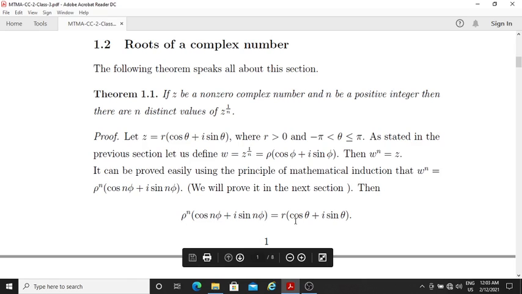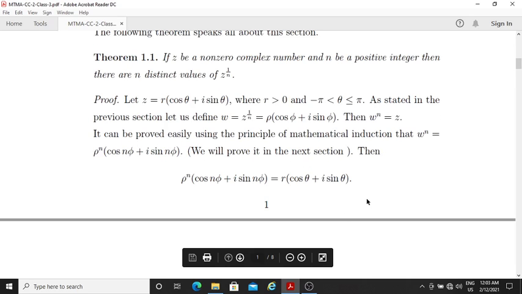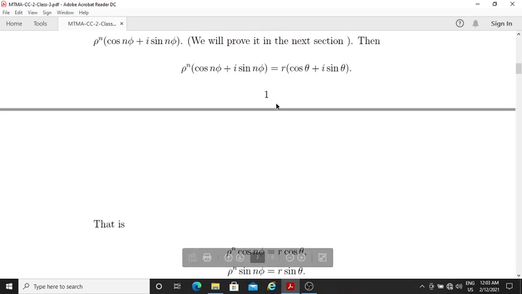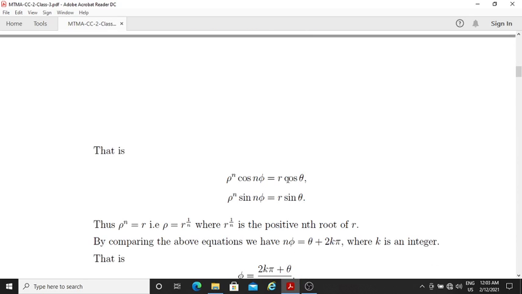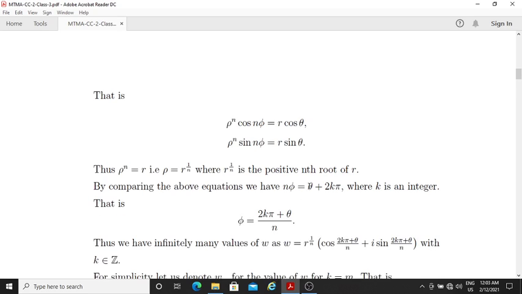Now this is a complex number equal to another complex number, so the two complex numbers are the same. That means the real part of both sides and the imaginary part of both sides are the same. So the real part equals the real part on the right-hand side, and the left-hand side imaginary part equals the right-hand side imaginary part. So if we equate them, then definitely we get rho to the n is r.